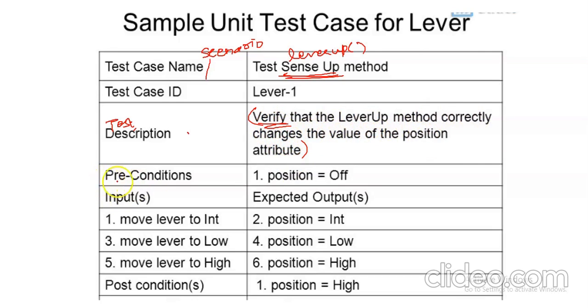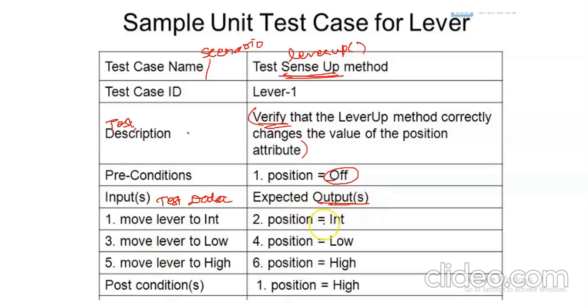What is the precondition? Initially my lever should be in off state. Then what are the inputs? What are the outputs? So this is my test data. Okay, my lever is initially in off state. I want to move the lever to int. Then my expected output is position is int.